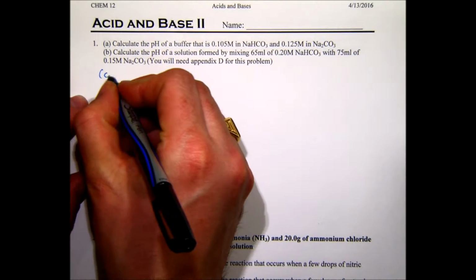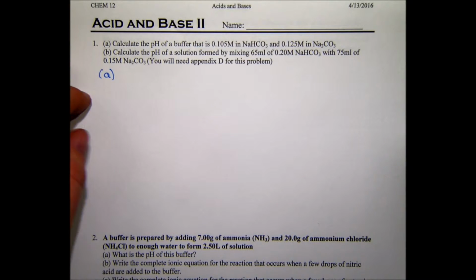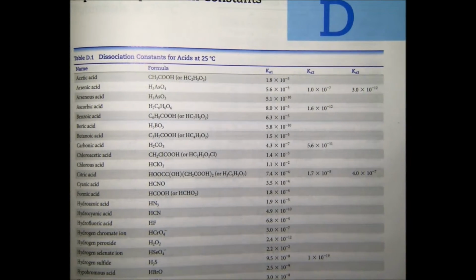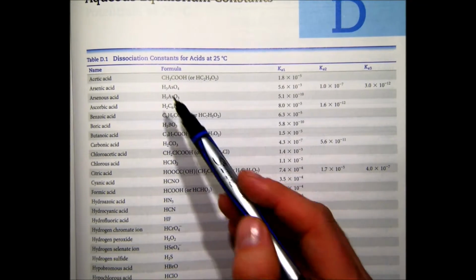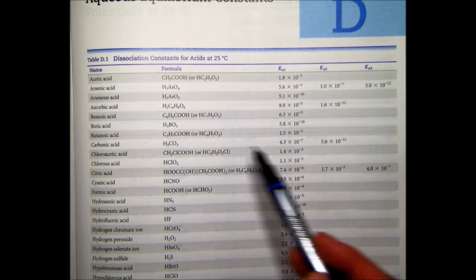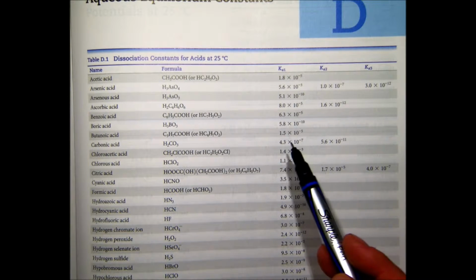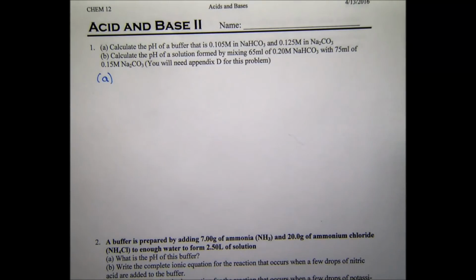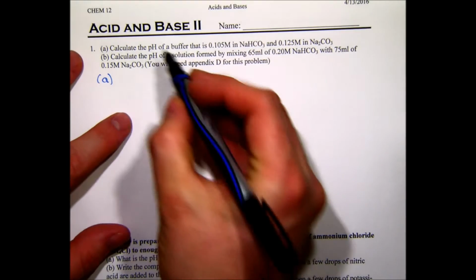So with part A, what you should be looking at immediately is what acid-base system do you have present. So I'm seeing HCO3 and CO3 as well. So when you take your Appendix D out, you're looking for something that is similar to that. And if you go down, you'll see carbonic acid, H2CO3. It also has two Ka values that we have to decide which set we will use.